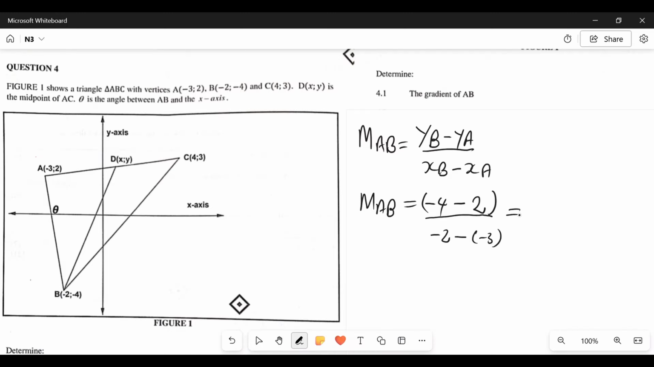Then if you put this on a calculator, we'll be having -6 divided by, we have -2, and then here we're going to have negative multiplied by -3. That's going to be +3. If you continue, this is going to be -6 divided by 1. So our gradient here is actually -6. So this one here guys, it's actually 2 marks. So it was not that difficult. What you needed to know is this formula here. All right, we are done with 4.1.